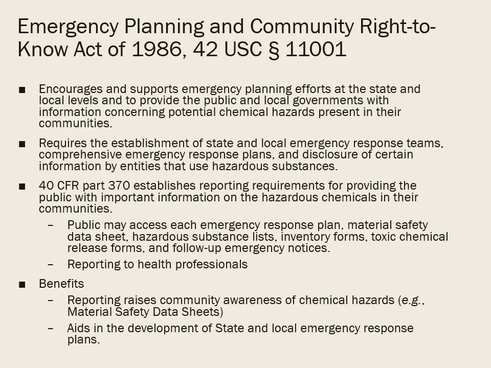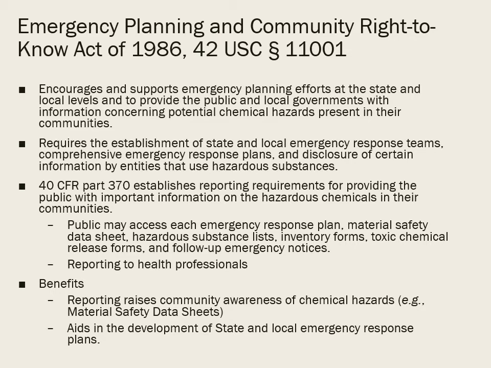So in addition to the forms of public access that were granted through the Administrative Procedure Act, there are other statutes that require the public disclosure of information. And one example is the Emergency Planning and Community Right to Know Act of 1986, which encourages and supports emergency planning efforts at the state and local levels. And it also provides the public and local governments with information concerning certain hazards that are present in their communities. So the Act requires the establishment of state and local emergency response teams, comprehensive emergency response plans, things like that.